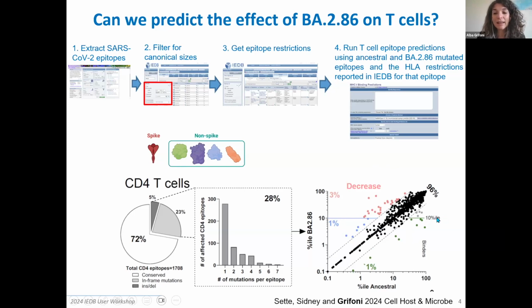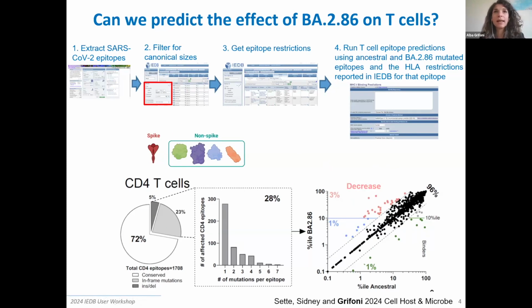Given the percentile cutoff of binding prediction, essentially what we see is that only 3% of our original mutated epitopes, which once again are just a small fraction, show a decrease, consistent with the assumption that these mutated peptides might not be able to be presented to the immune system any longer. So this is what I'm showing you looking at the entire proteome.